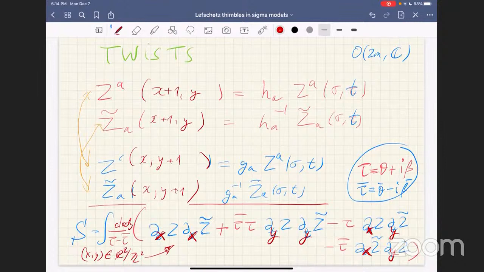So x and y live in the square two-dimensional torus, but the action depends on additional complex parameters tau and tau bar. And these twists, now h and g, are complex. So again, we can either say that the fields z and z tilde are twisted, or we can say that they are periodic, but instead add additional terms to the action involving the gauge fields. So we can promote these derivatives to covariant derivatives with a flat connection.